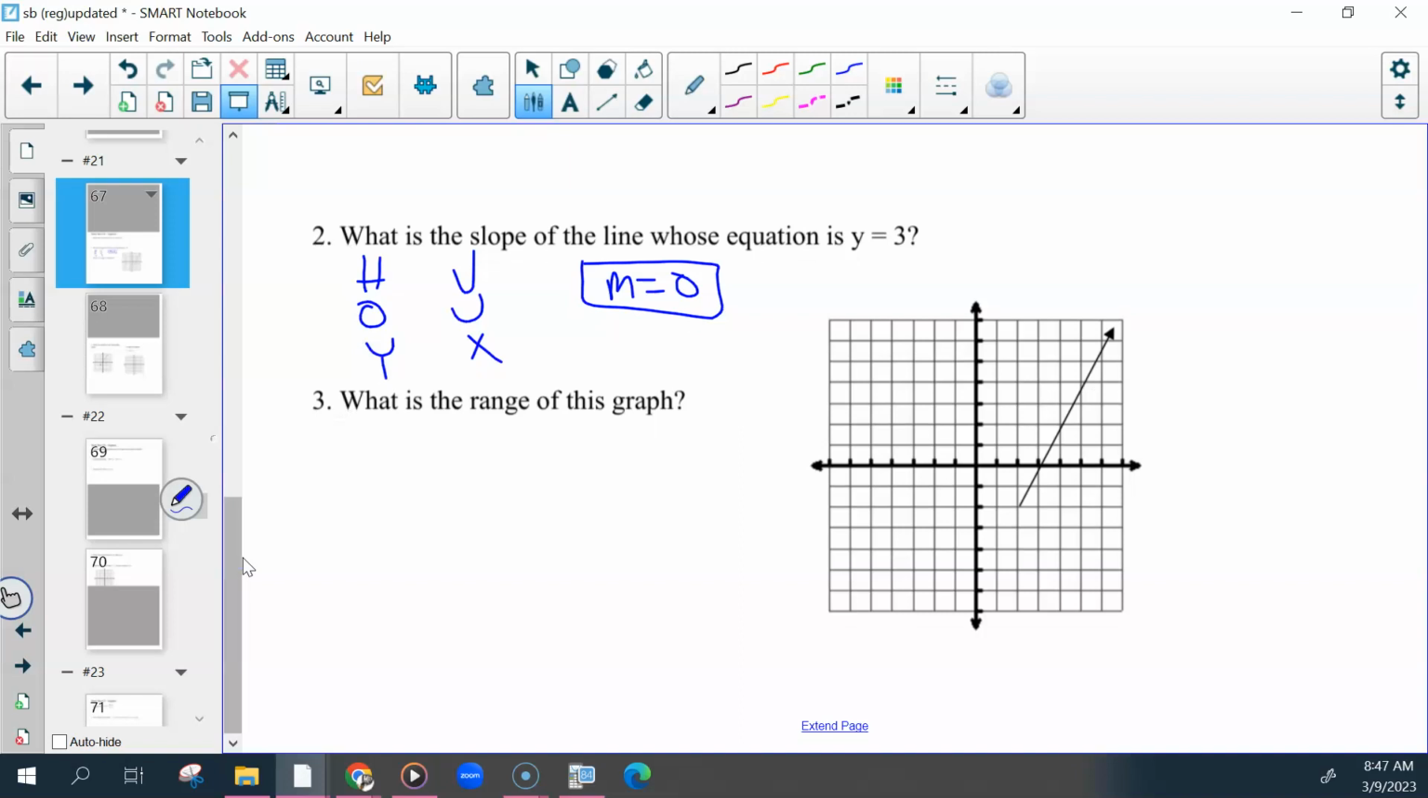Range of this graph, so there should be like a point here, and then it keeps going. Keeps going up. So the lowest point starts at -2, and then it keeps going up. So it's everything above -2, or y is greater than or equal to -2. Questions on those 2?